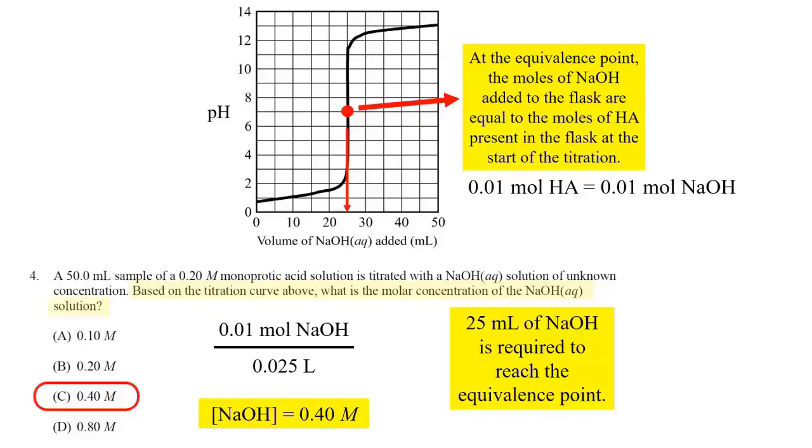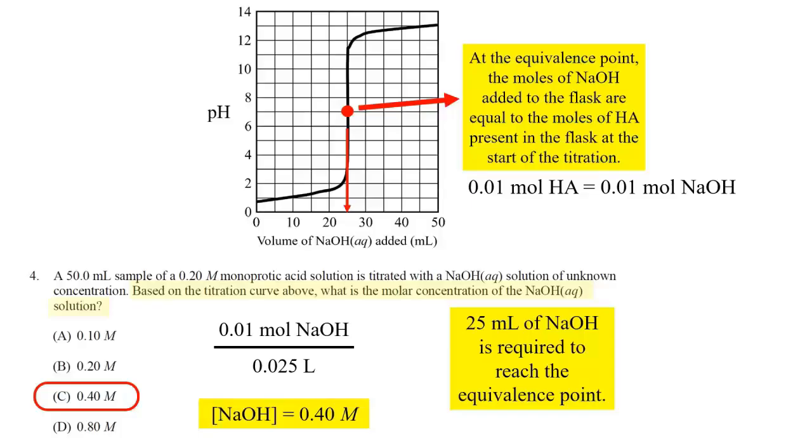First, we calculated the number of moles of the acid. We recognized the 1-to-1 mole ratio between the acid and the base. And then we divided moles of sodium hydroxide by the volume required to reach the equivalence point, which we read from the titration curve.